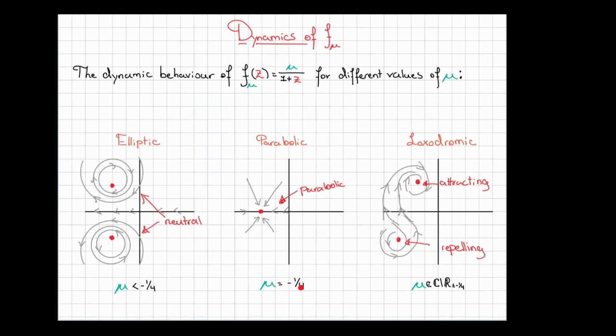If mu is -1/4 exactly, it has a parabolic fixed point, so it has a unique fixed point, and everything converges to that parabolic fixed point. And if mu is any other parameter in the complex plane, then there is an attracting fixed point and there is a repelling fixed point. So everything except for the repelling fixed point converges to this attracting fixed point.